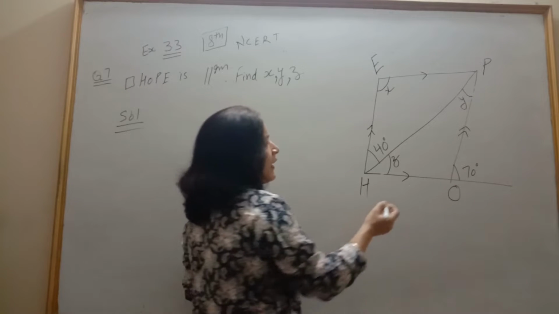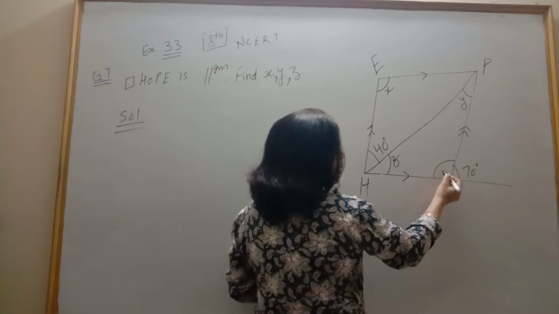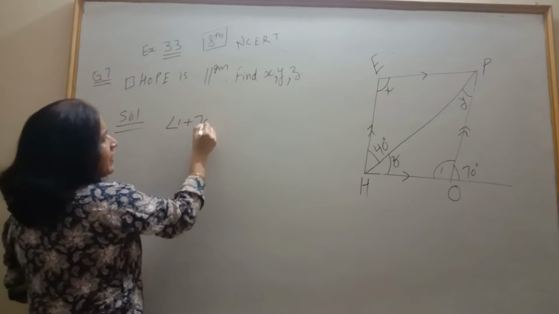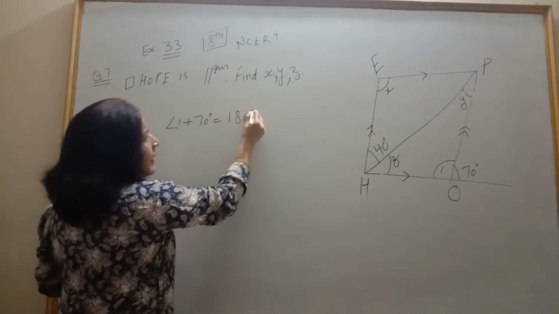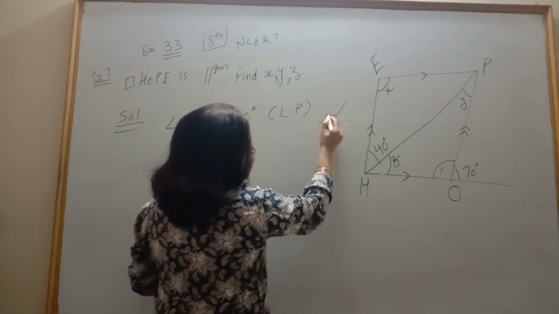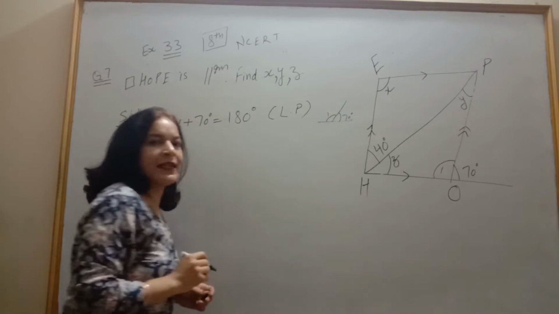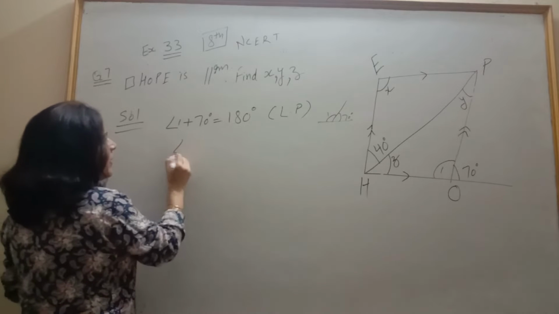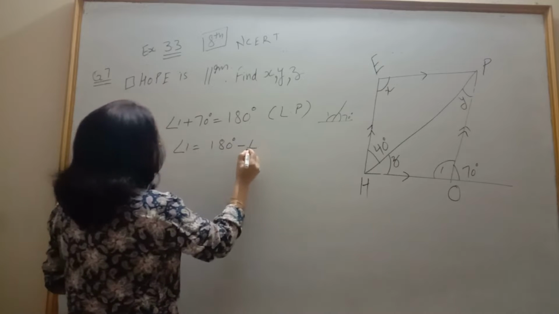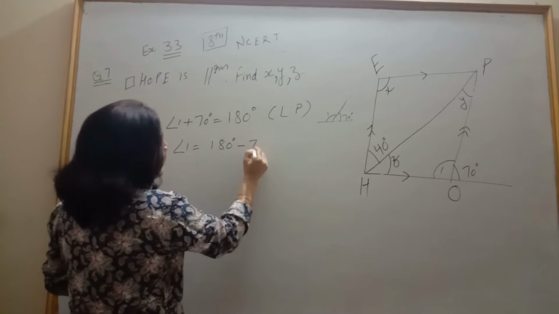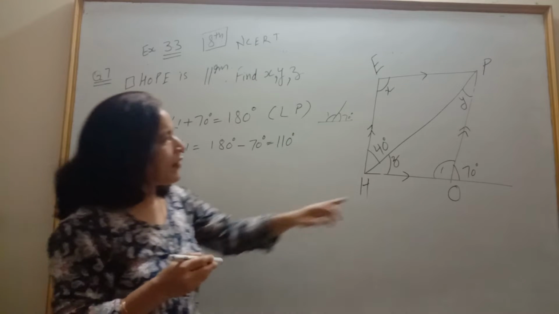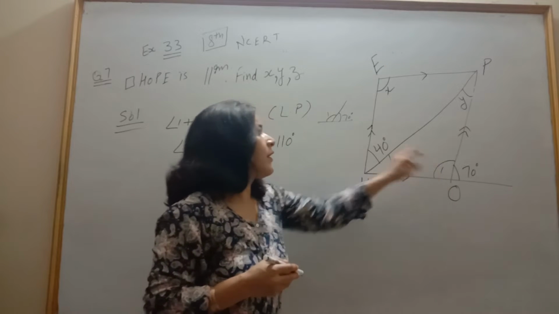First of all, I will tell one method. Suppose it is angle 1. So angle 1 plus 70 degrees is equal to 180 degrees by linear pair, angle on a line. You know that the sum of angles on a straight line is 180 degrees. So from here angle 1 will be 180 degrees minus 70 degrees, so it will be 110 degrees. Angle 1 will be 110 degrees.